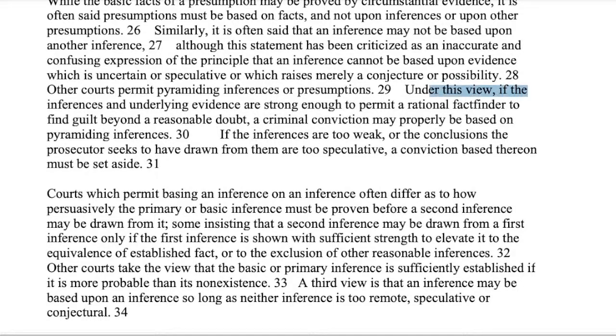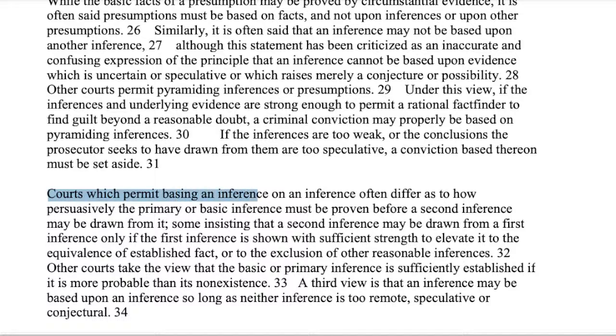Under this view, if the inferences and underlying evidence are strong enough to permit a rational fact finder to find guilt beyond a reasonable doubt, a criminal conviction may properly be based upon pyramiding inferences. If the inferences are too weak, or the conclusions the prosecutor seeks to have drawn from them are too speculative, a conviction based thereon must be set aside. So weak inferences or the conclusions the prosecutor seeks to have drawn from them are too speculative. The conviction must be set aside.